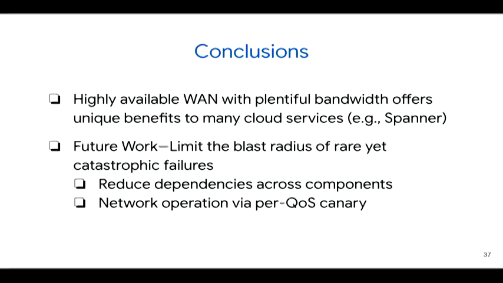To conclude, B4 with high availability and plentiful capacity can offer unique benefits to cloud services. For example, Google Spanner can fetch massive amount of data from the remote cluster to the local one on the serving path without requiring co-locating the storage and the compute in a close proximity.